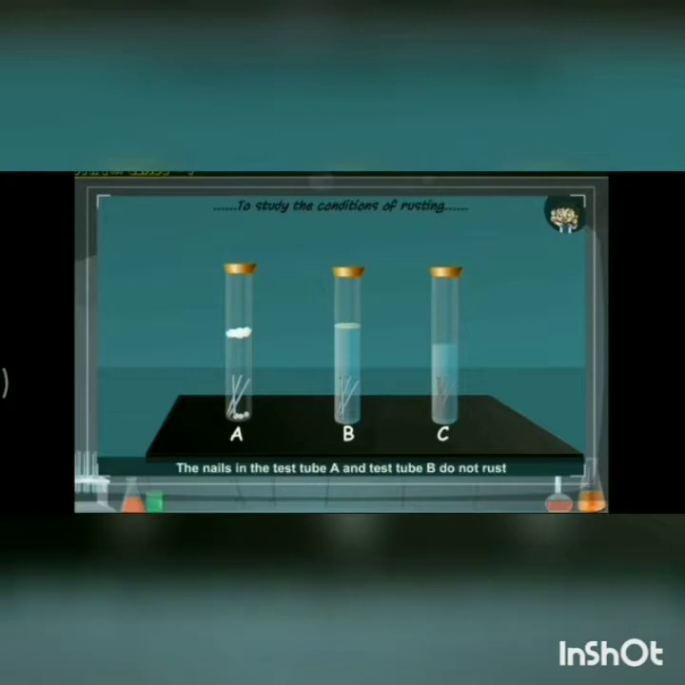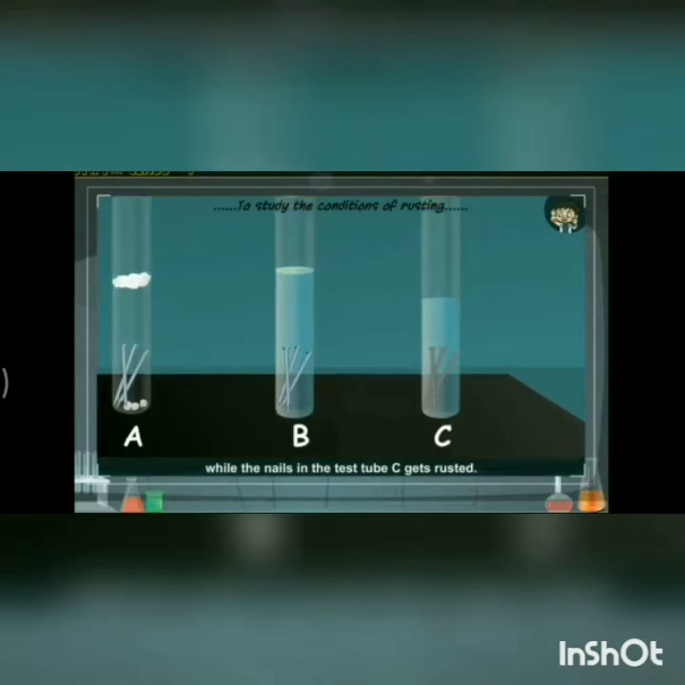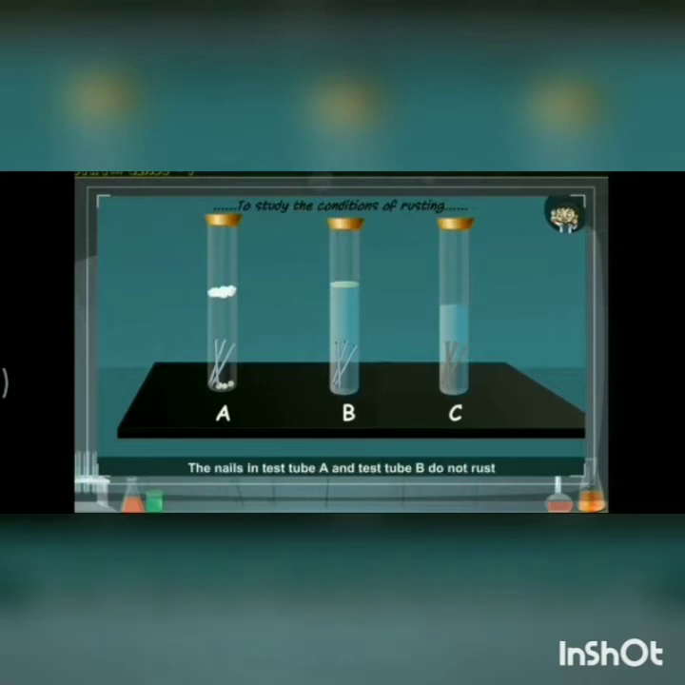After 3-4 days, you will observe that in test tubes A and B, the color of the iron nail does not change, while in C it gets rusted, because in test tube A, moisture is not available, only air is present, while in B, only water is present, there is no air, while in C, both the conditions which are necessary for rusting are available. These two conditions are air and moisture. So we conclude here that air and moisture are necessary for rusting.